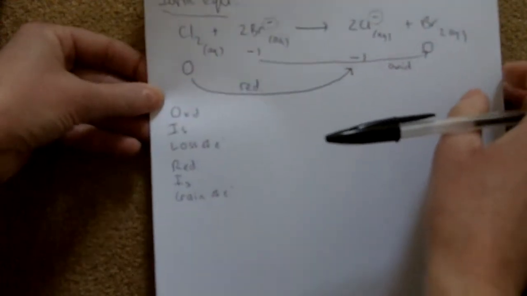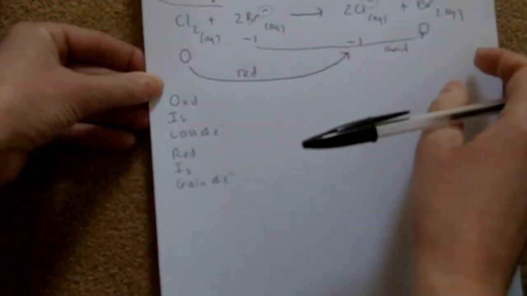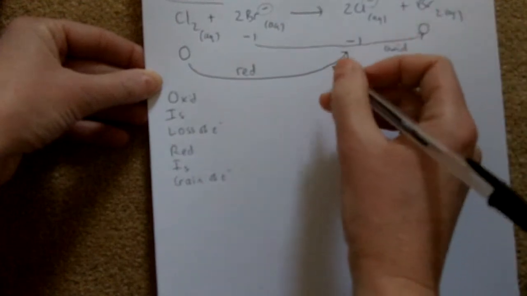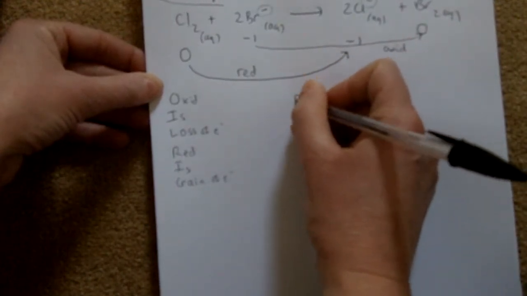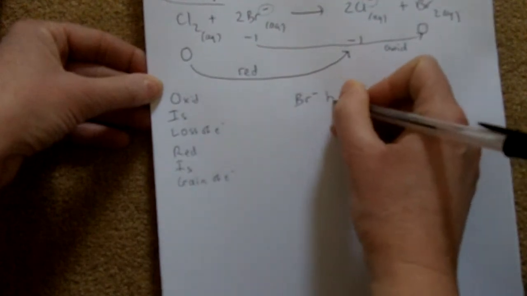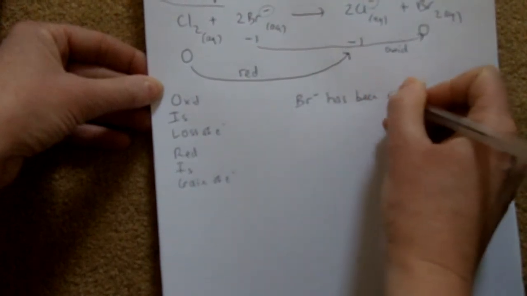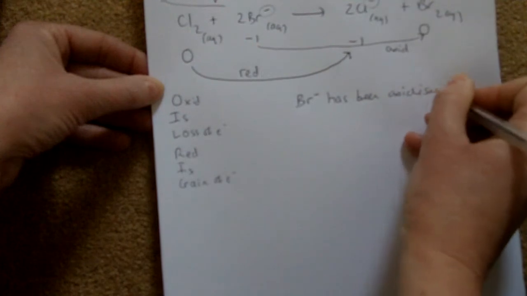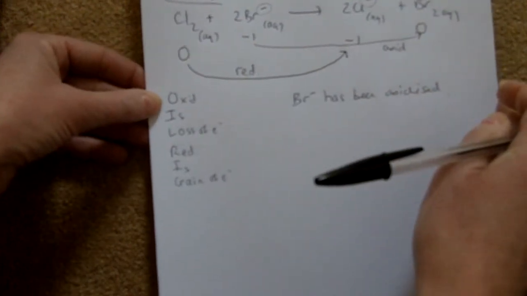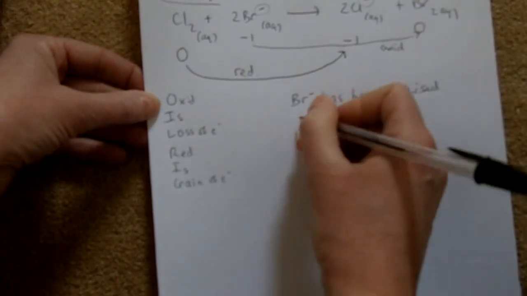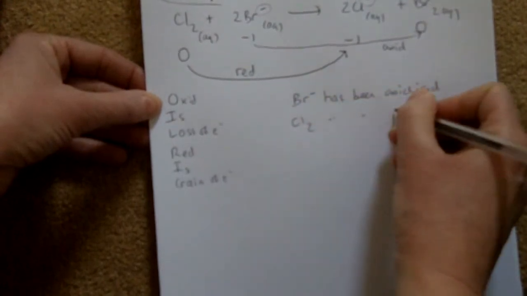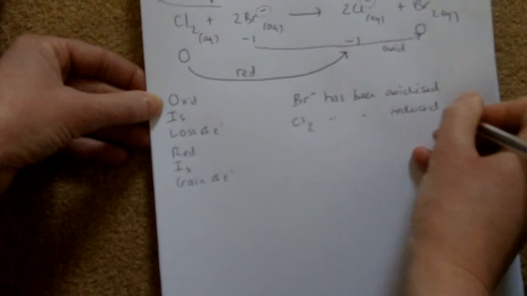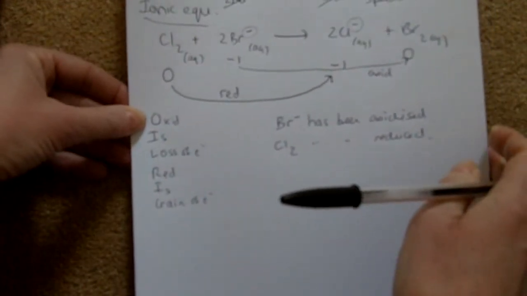So I'm just going to write that down. Okay, just going to write a little message about that. So the Br minus has been oxidized. The bromide has been oxidized, and the chlorine has been reduced.